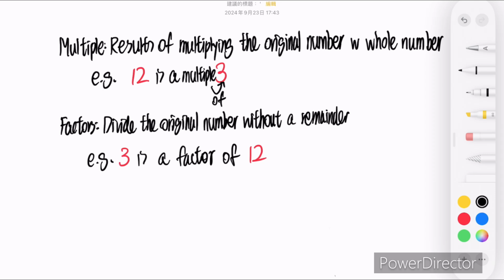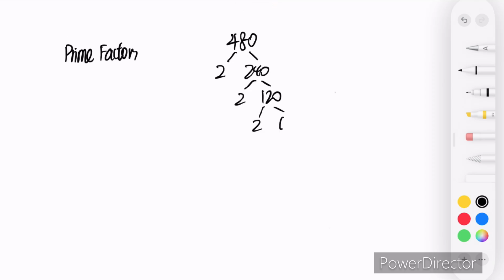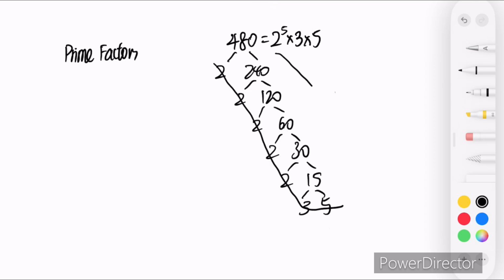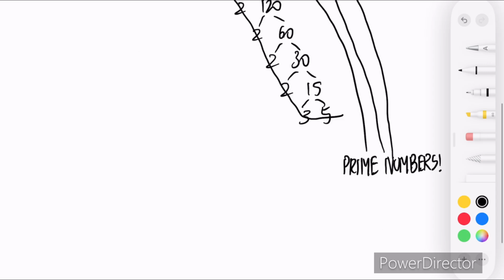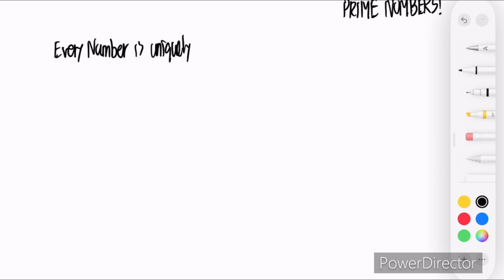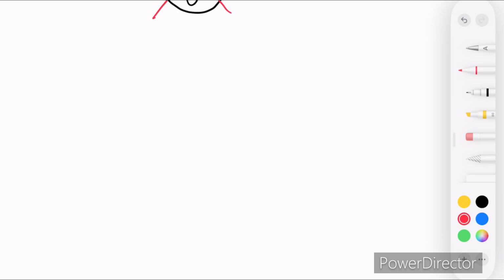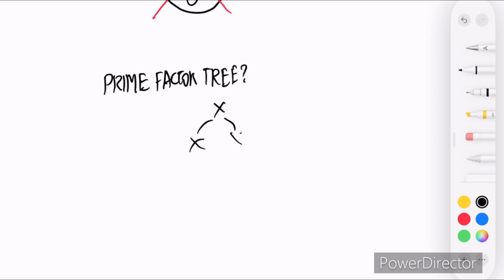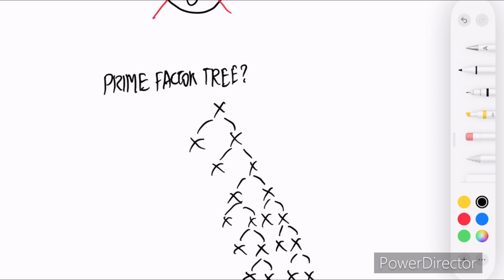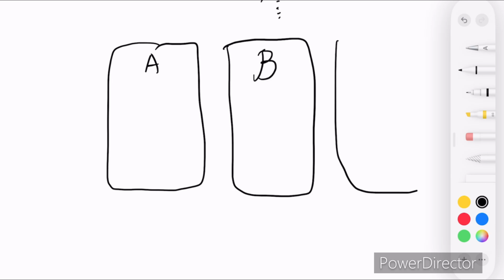And for prime factors, it's basically breaking the factors of a number down until the number can be expressed as a product of prime numbers. Every number is uniquely expressed as a product of prime numbers, so there is no confusion. The prime factor tree is just an easier way to break down numbers into prime factors, by finding numbers that divide the original number until everything becomes prime. And that's it, the basic categories of a number.